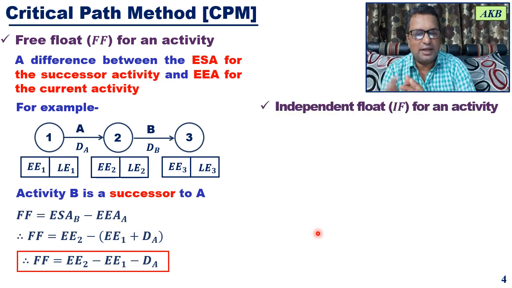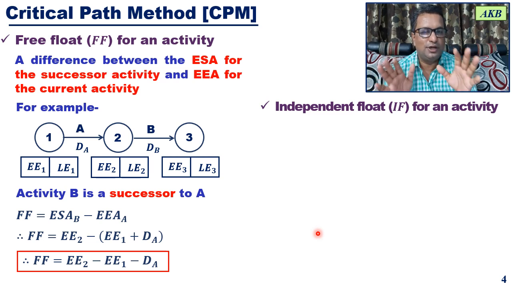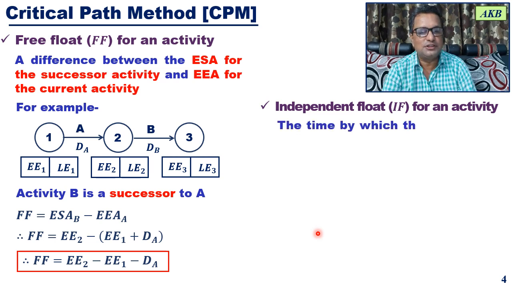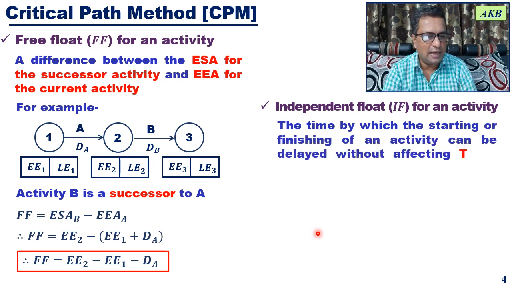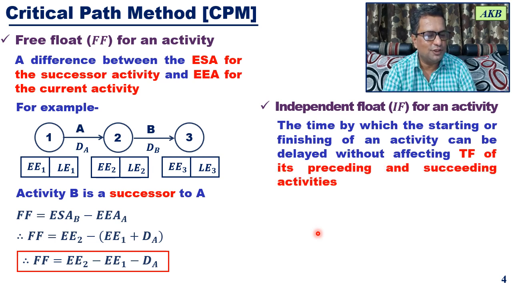Okay, so that ends our discussion on free float. Now we know how to calculate total float. Now we know how to calculate free float. Now let us understand the third type of float, that is independent float. Independent float for an activity is the time by which the starting or finishing of an activity can be delayed without affecting total float of its preceding and succeeding activities.